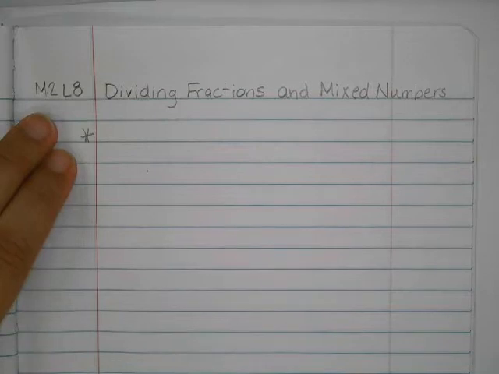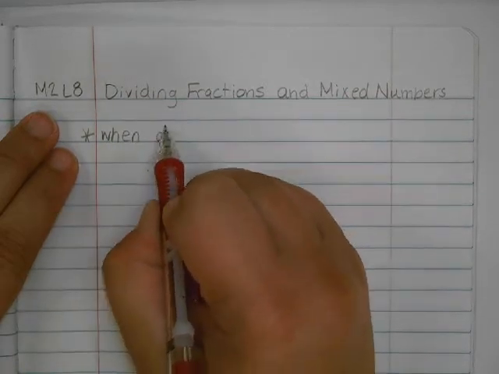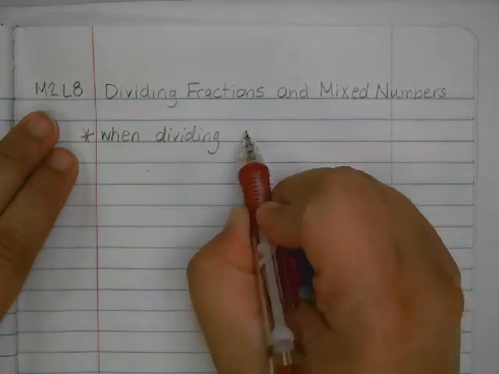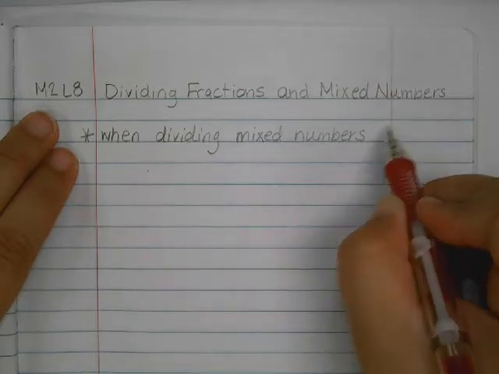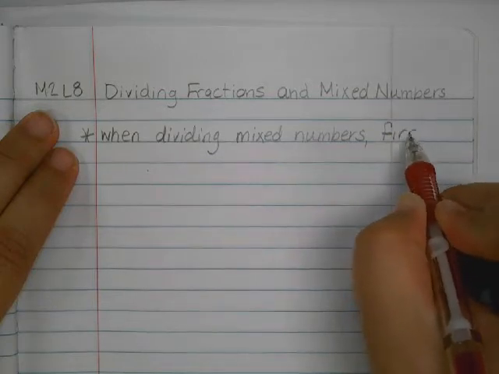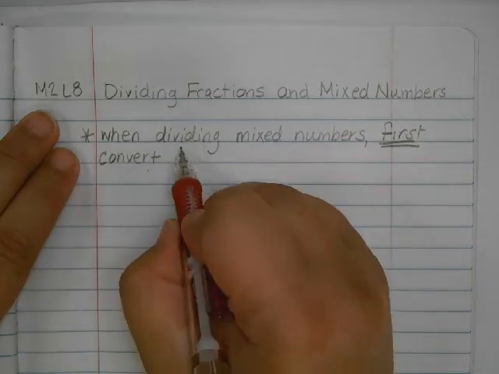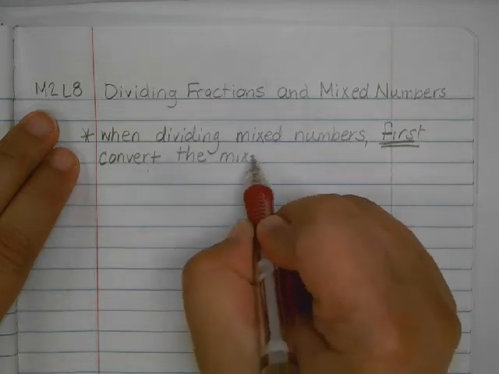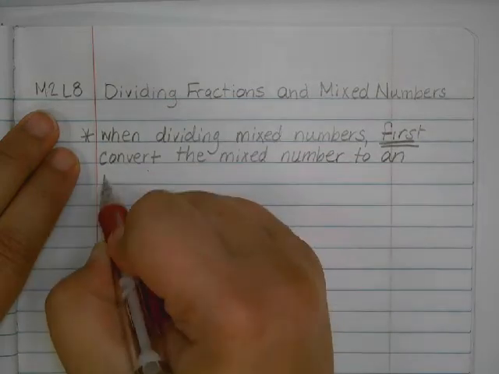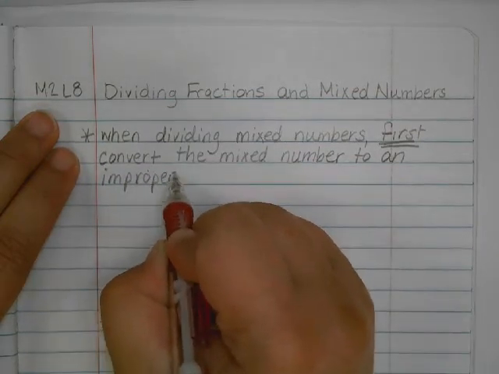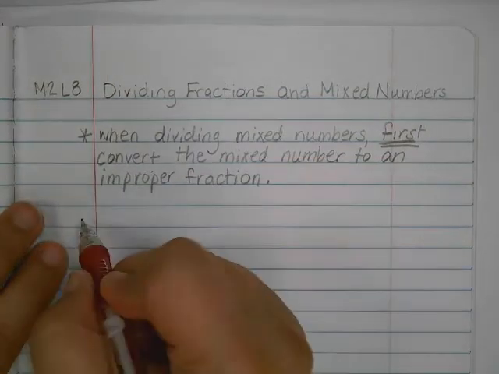There's only one new thing that we're going to add to what we've been learning, and that is when dividing mixed numbers, first convert the mixed number to an improper fraction. And I'm going to give you an example of this.